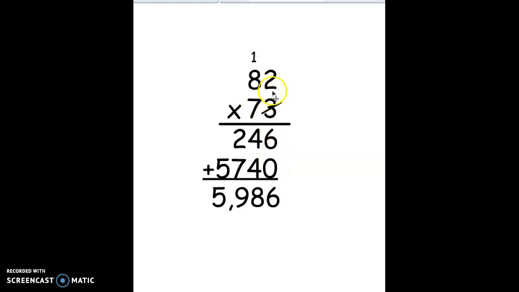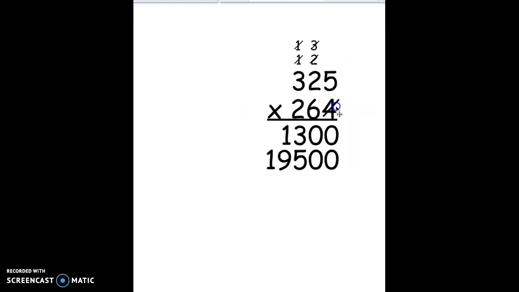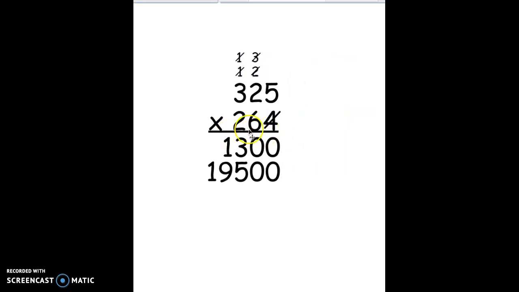So we multiplied 7 times 2 to get 14, regroup the 1, 7 times 8 is 56, plus 1 is 57, and then we add those two partial products to get the total product. And you're very familiar with two-digit times two-digit multiplication. So what do we do when we have a three-digit multiplication problem?